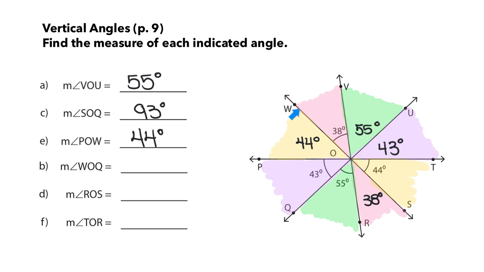WOQ. So from W to O to Q, how many colors make up this angle here? I've got yellow and purple. Thank you, Juju. You need to quit. Stop, please. What do I get when I combine the yellow and the purple? 87 degrees.